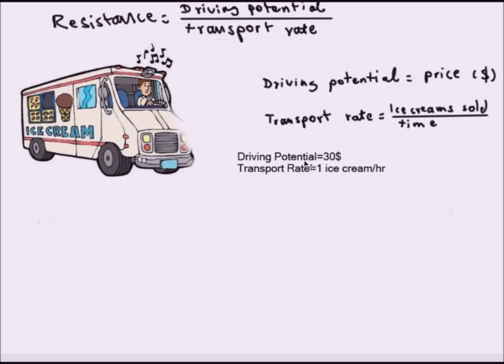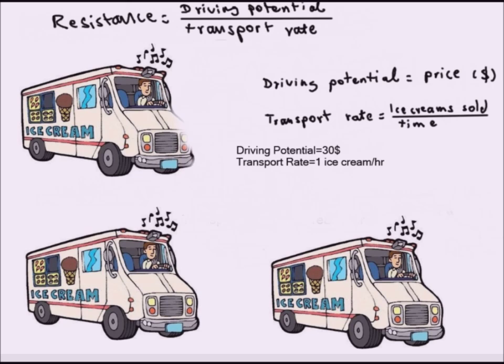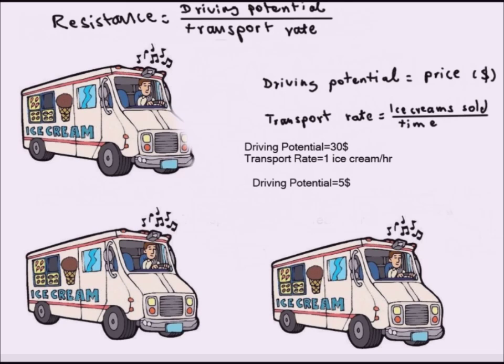Now imagine a second case where instead of having a single truck, we would have, say, 3 trucks, and you would have, say, 2 workers per truck. So now the transport rate would go up to, say, 6 ice creams per hour. And say also the driving potential went down to, say, $5 per ice cream. It's easier for them to make them. Say the raw materials cost less, or something like that.